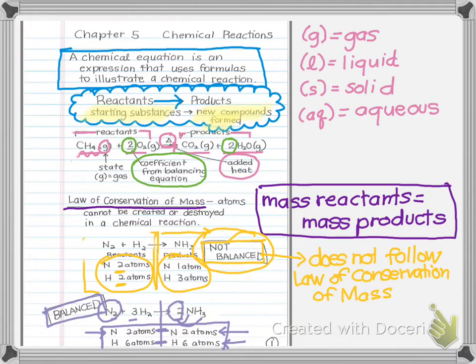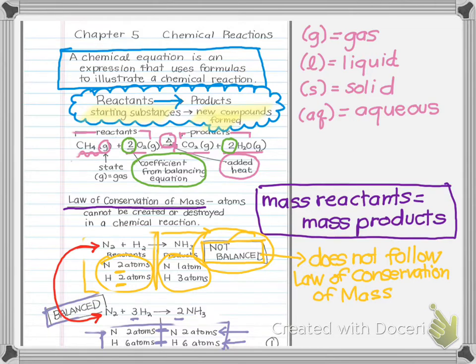So by adding the coefficients, and I'll erase it so you can see it more clearly, by adding the coefficients of a 3 and a 2, I have gone from an equation that is not balanced right here, and I've created a balanced equation. So by adding the coefficients, it's now considered balanced. And if it's balanced, it follows the law of conservation of mass.